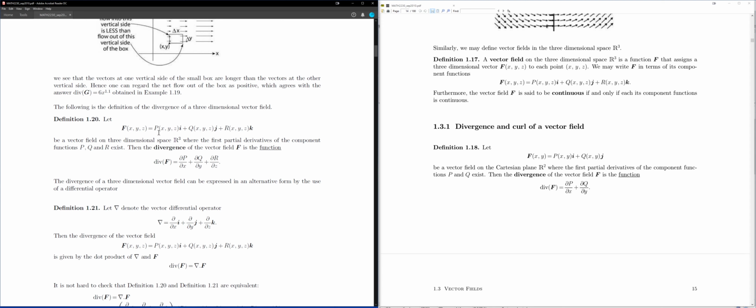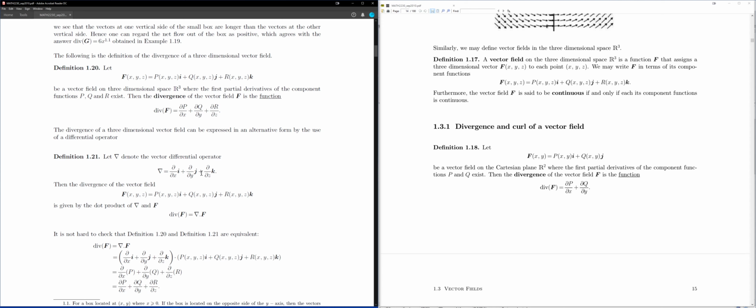Okay, so for the divergence of a vector field in three-dimensional space, you do something similar. You take your x component and differentiate with respect to x, take your y component and differentiate with respect to y, and now you take the z component, differentiate with respect to z, and add them. This is your definition of the divergence of a three-dimensional vector field. If you compare it to the expression for the divergence of a two-dimensional vector field, it's essentially the same thing, except now you just have an extra term for the z component.